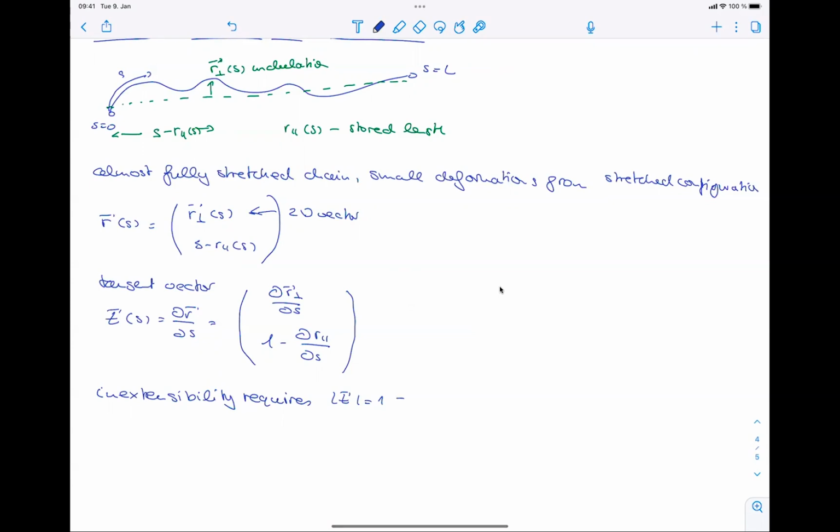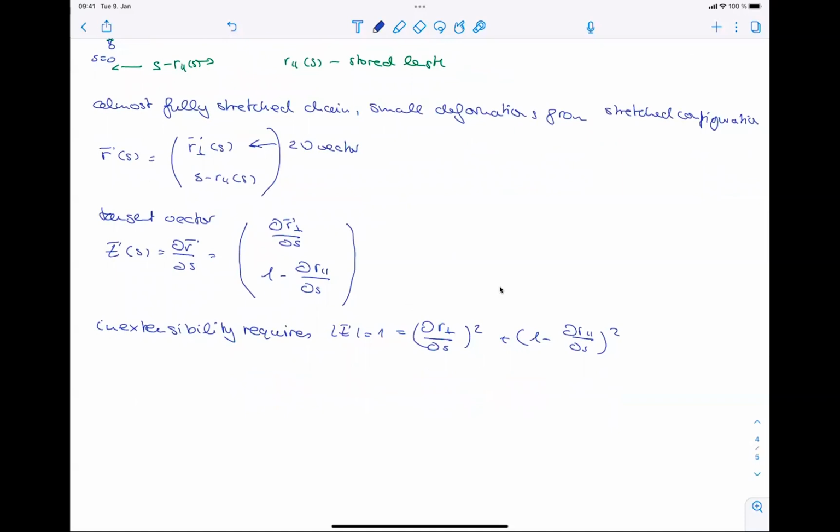So if we now calculate this, that says that we have dr perpendicular ds squared plus 1 minus dr parallel ds squared. This should be equal to 1. Allow me to expand the second term as 1 minus 2 dr parallel ds plus dr parallel ds squared.